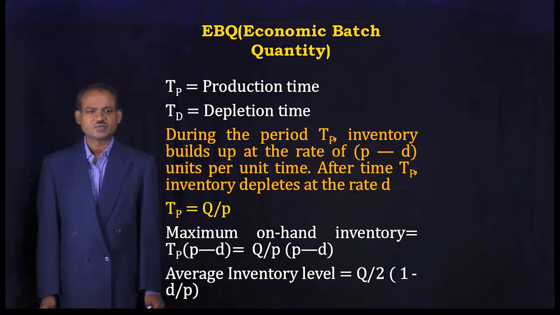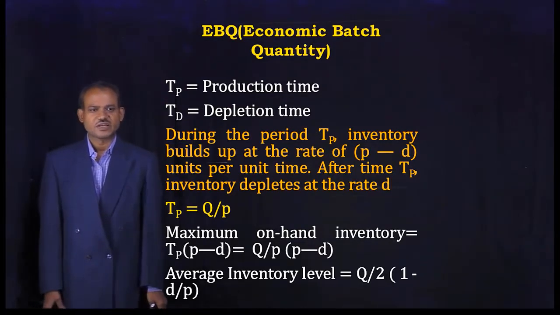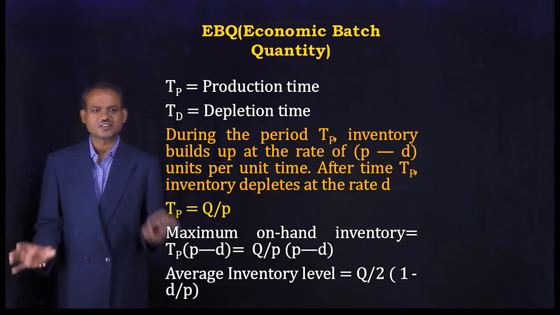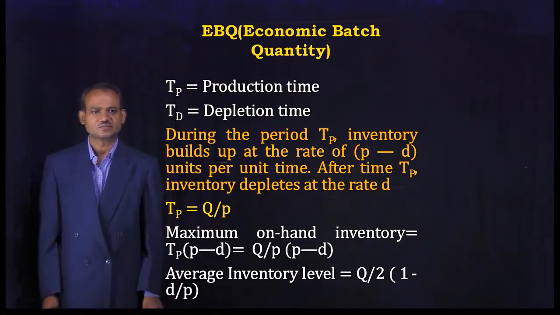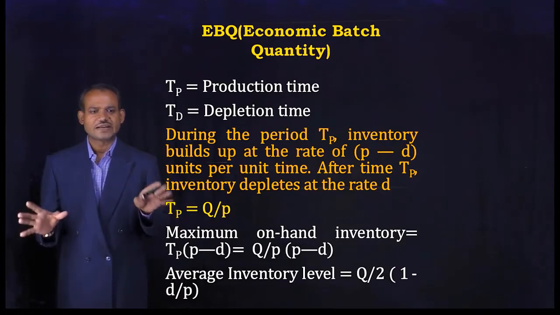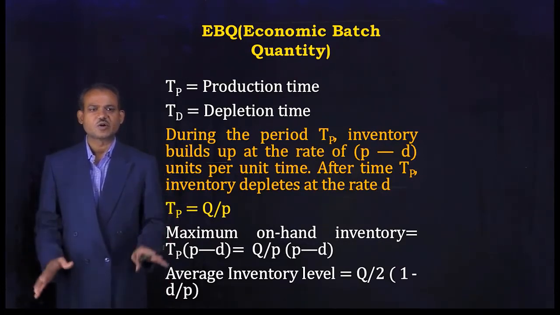T suffix D means depletion time. From the previous diagram, we can observe that during the period TP, that means production time, inventory, that means stock, builds up at the rate of P minus D. Already told, P minus D is nothing but the growth rate or inventory build-up rate, units per unit of time. After time TP, inventory depletes at the rate of small d.